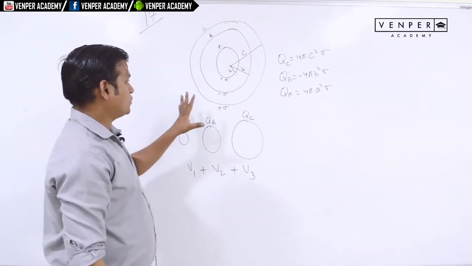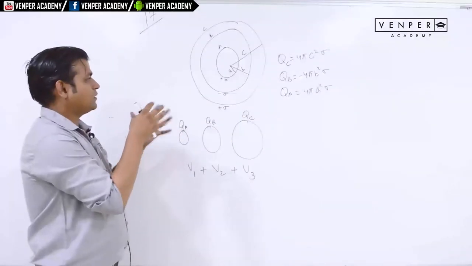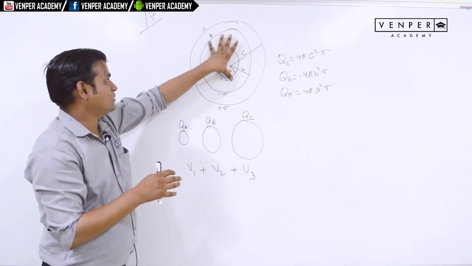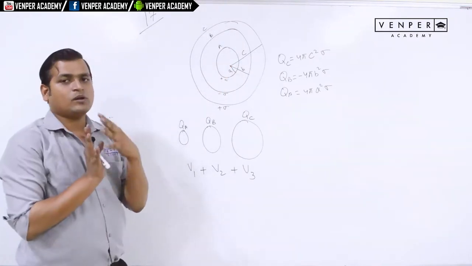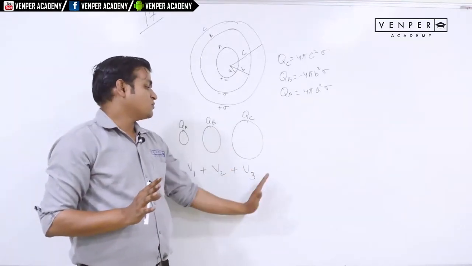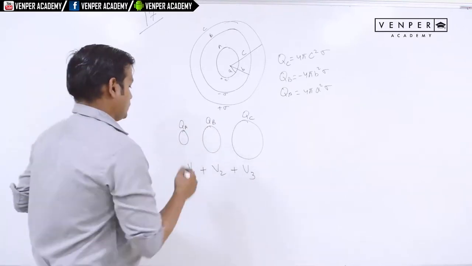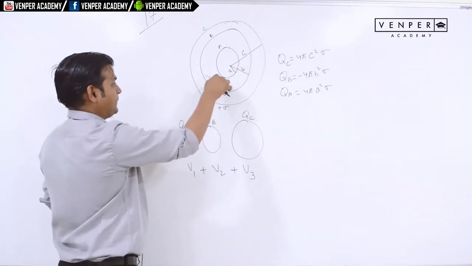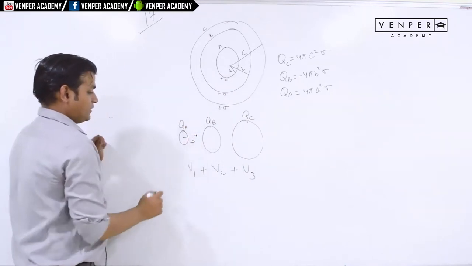Okay, so how to do this one? See what we can do: we can separately calculate the potential due to the inner shell A, due to shell B, and due to the outer shell C. After that, the total potential will be V1, the potential due to A, plus the potential due to B, plus the potential due to C. So that will be equal to V1 plus V2 plus V3. So V1 is what? In order to calculate V1 due to A, at distance b, it will be equal to what?